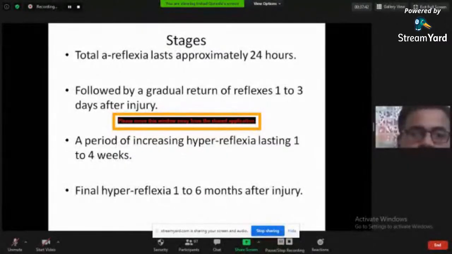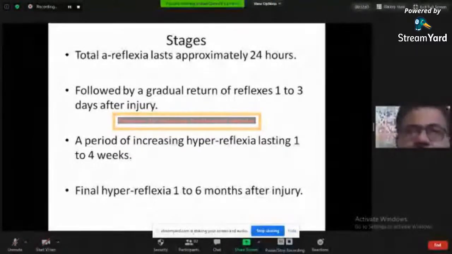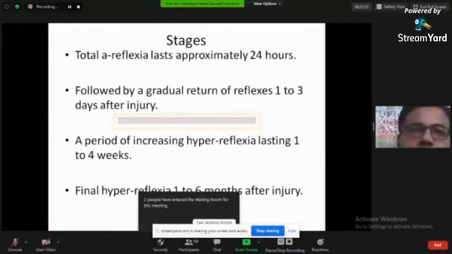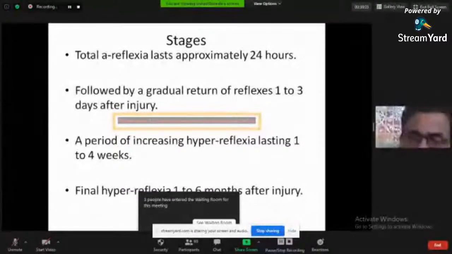So this is going to be the most bothersome problem in the rehabilitation aspect. Hyperreflexia, hypertonicity, this bothers us a lot. Being a physiotherapist, this is a major barrier you can say, but there are certain benefits of it also.